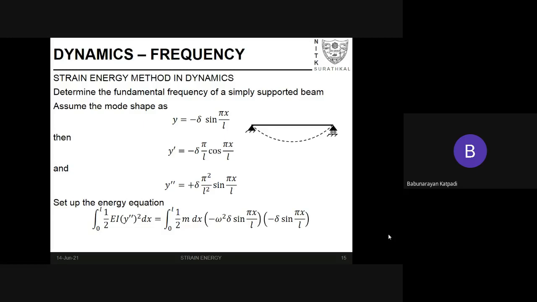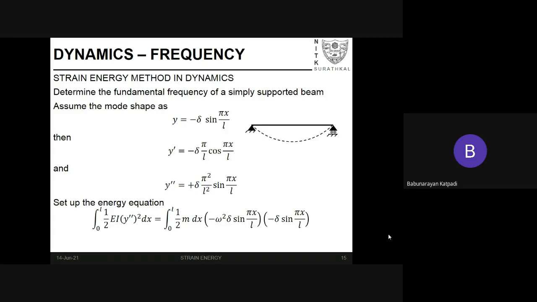Sine 0 is 0. Sine 90 is maximum. Sine 180 is again 0, and so on and so forth. So we assume the mode shape of the sinusoidal pattern. Then we can write an equation for the mode shape. We'll write it as y is equal to minus delta sine pi x by L for the shape assumed and shown there. I have written minus delta because the displacement has been shown downwards.